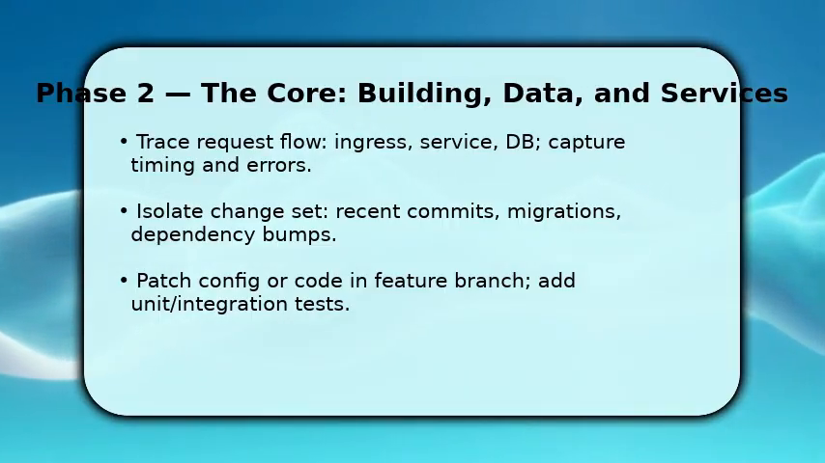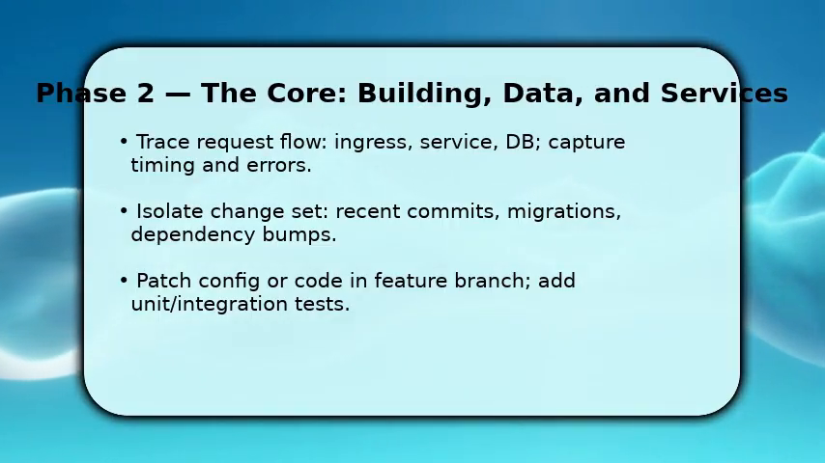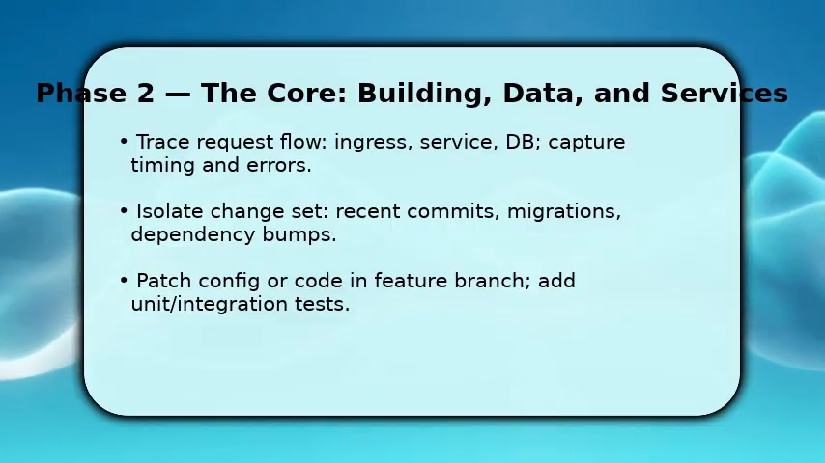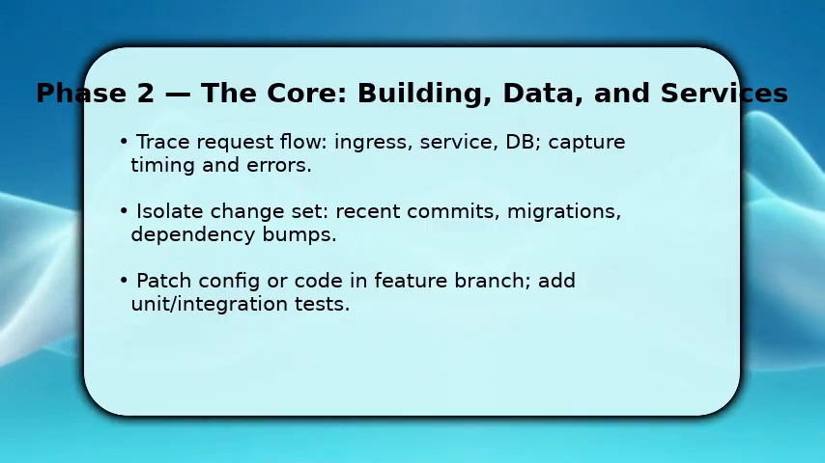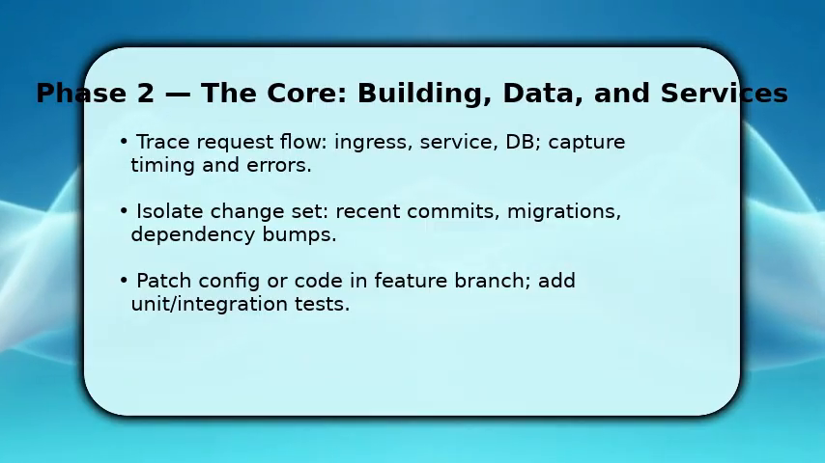Make a targeted fix in a feature branch, adjust config, roll back a migration, or pin a dependency, and add focused unit and integration tests. Once applied, redeploy to staging and observe.